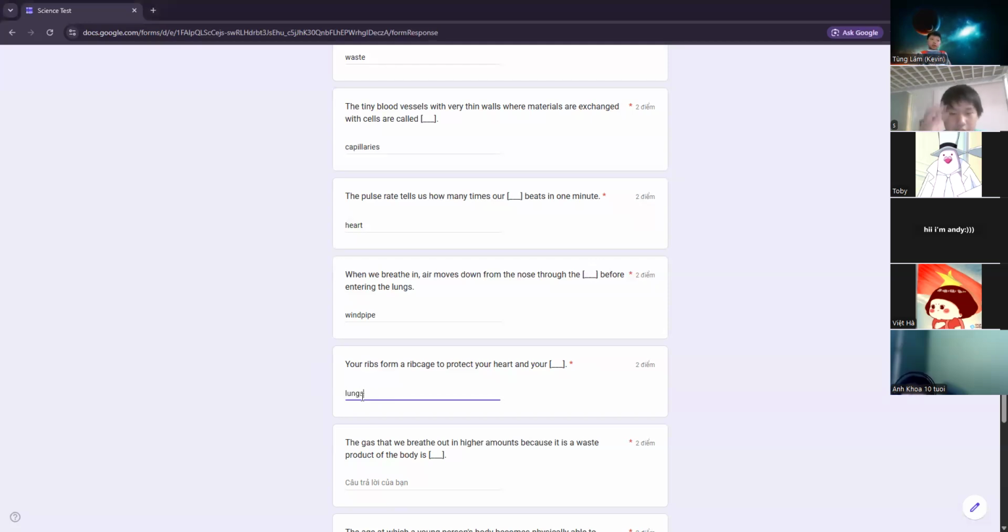If you can remember, if you touch your chest area, you can feel that that's also where you feel you breathe in. And most of the time, the place you feel you breathe in is known as the lungs. So yeah, it is the lungs.